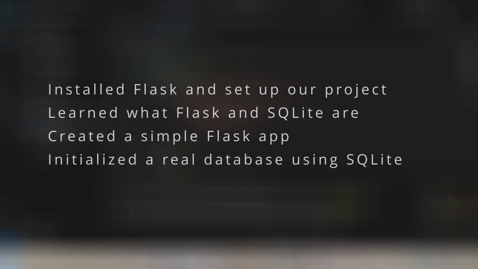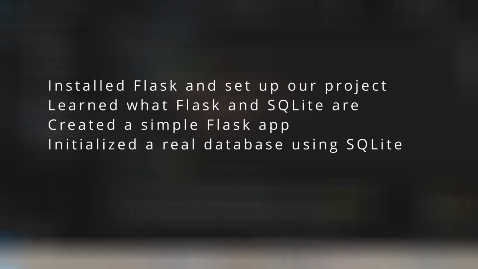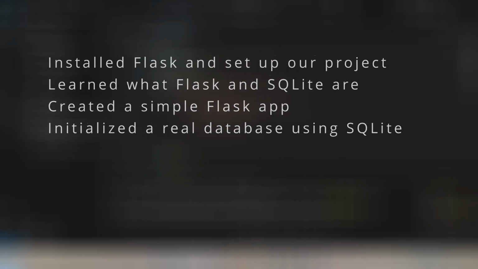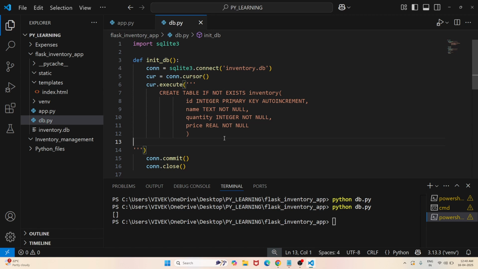Let's recap what we did. We installed Flask and set up our project, learned about Flask, created a simple Flask application, and we saw the output in our web browser. So it was fun. We initialized a real database using SQLite 3. In the next episode, we will fetch data from the inventory table and display it in our web page using Jinja 2 template and Bootstrap.